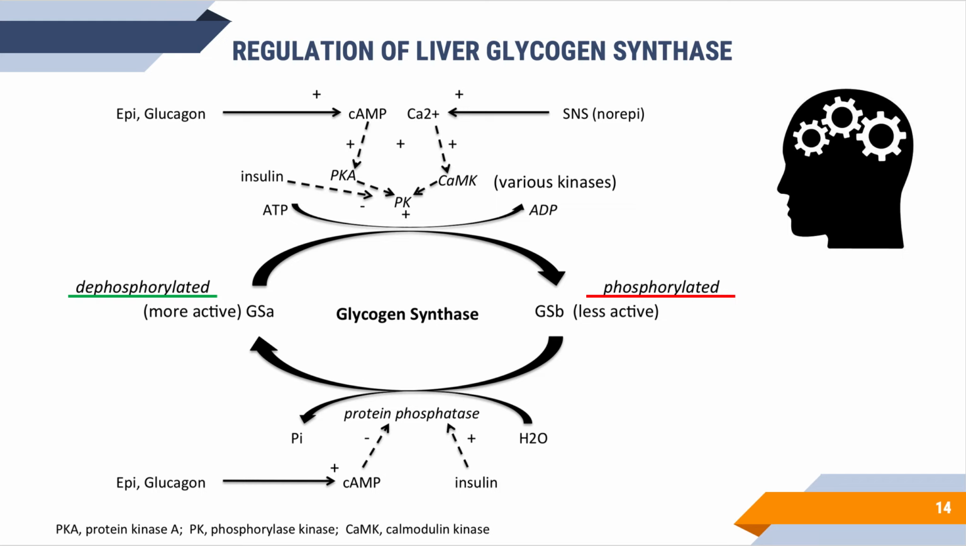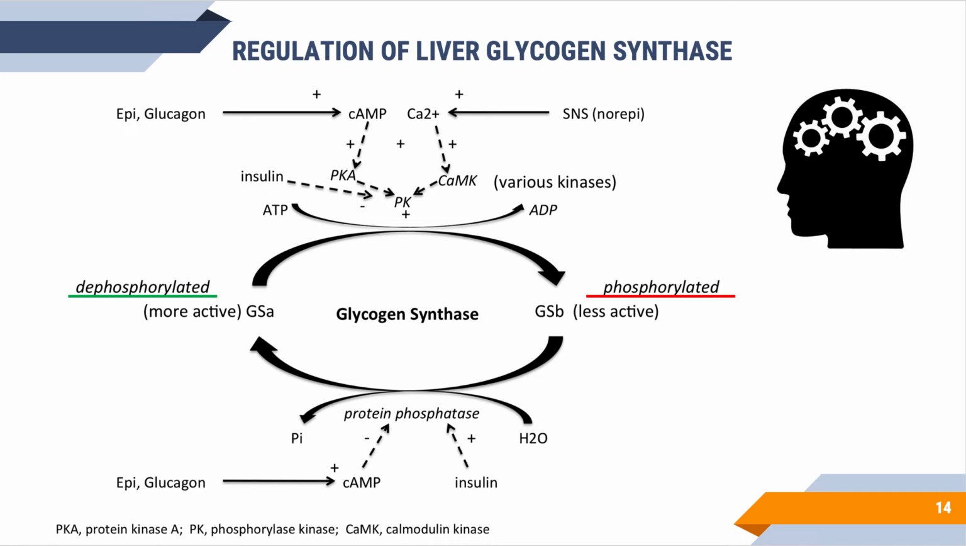So first and foremost, if we look at insulin, we're going to learn that insulin is anabolic. So insulin wants to build. So insulin will cause an increase in glycogen synthesis, or an increase in glycogen synthase activity. With that being said, we can see that insulin inhibits the conversion of glycogen synthase into the less active form, and insulin also stimulates or promotes the conversion of glycogen synthase into the more active form.